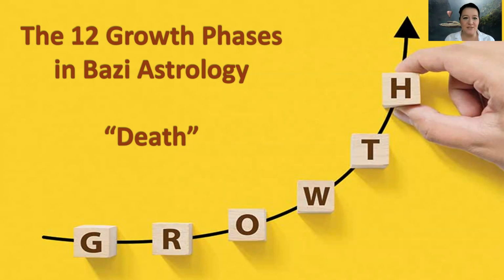I apologize for this, but I will try to make it through this eighth part of my 12-part series on the 12 growth phases in Bazi Astrology. So today we're talking about the eighth phase, and this is called the death phase.